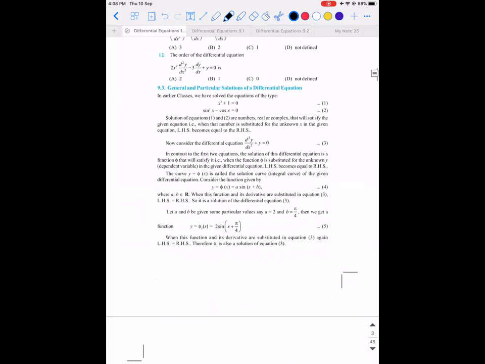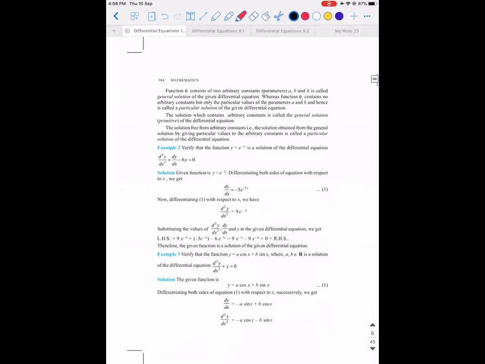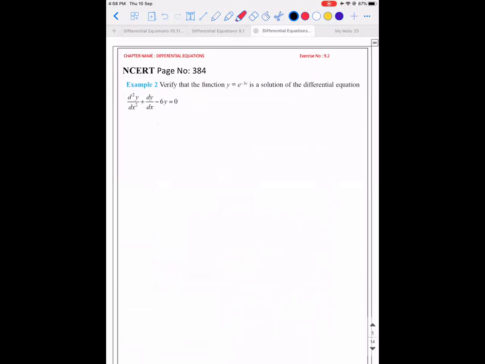The second exercise is about the general and particular solutions of a differential equation. I will directly explain with examples. Verify that the function y is equal to e power minus 3x is a solution of the differential equation. What they are asking is, will this function satisfy the differential equation? If I ask whether the point 2, 0 satisfies x plus y is equal to 2, you will substitute 2 in the place of x and 0 in the place of y. Yes, it is getting satisfied. That is how you do the verification.